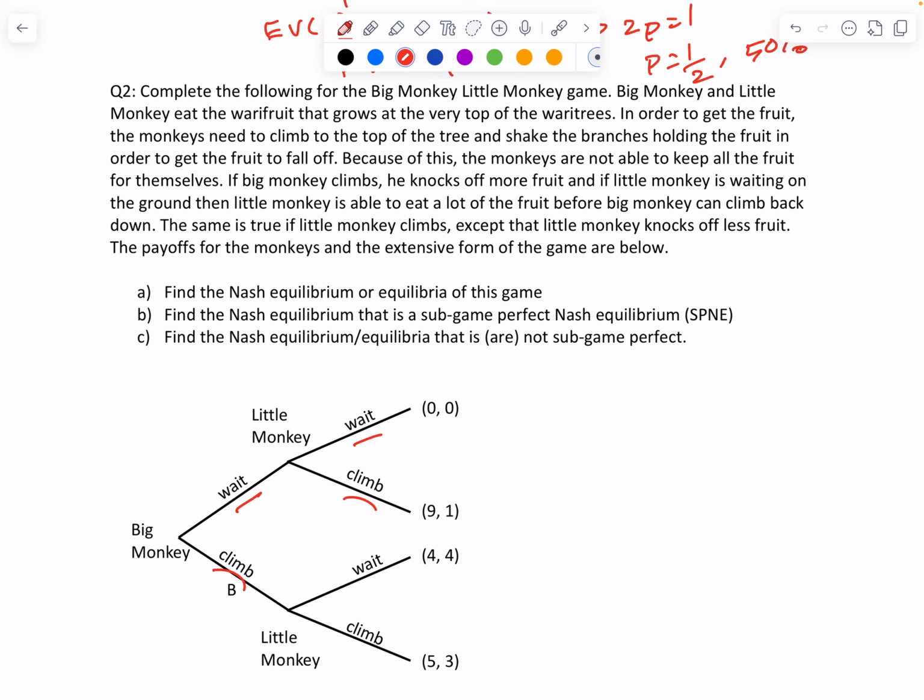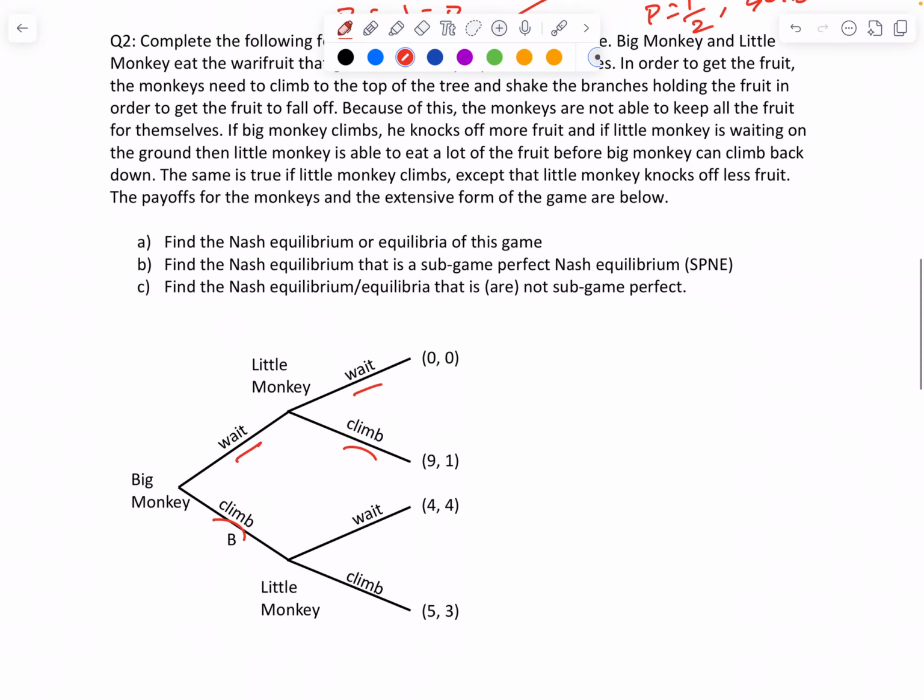Okay, so the extensive form of the game is here. So let's go through and do parts A, B, and C. And remember, with these types of games, the easiest way to work through it is to just list out all the different possibilities or combinations, right?